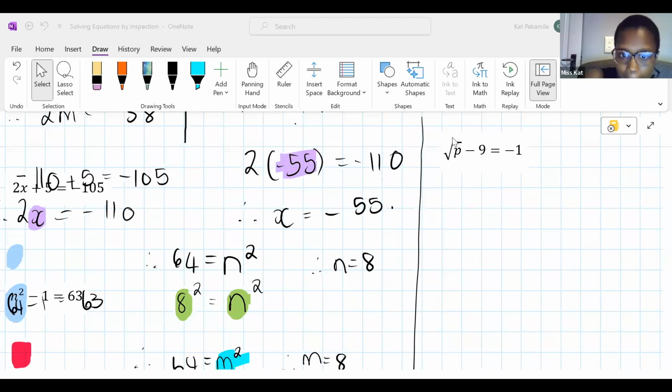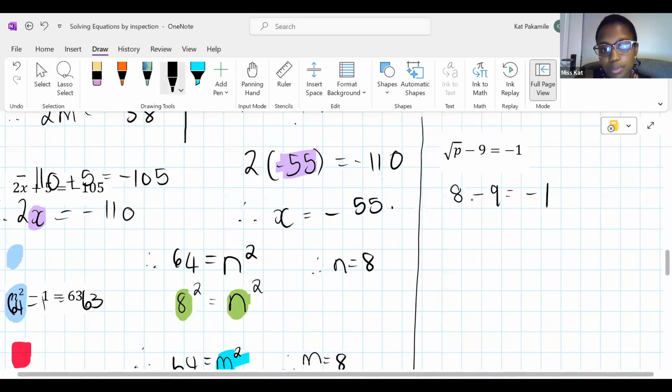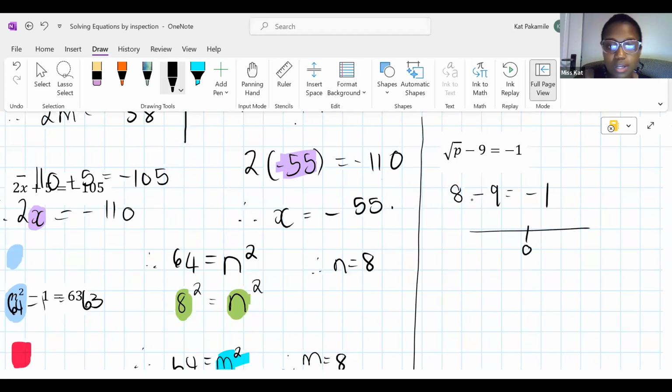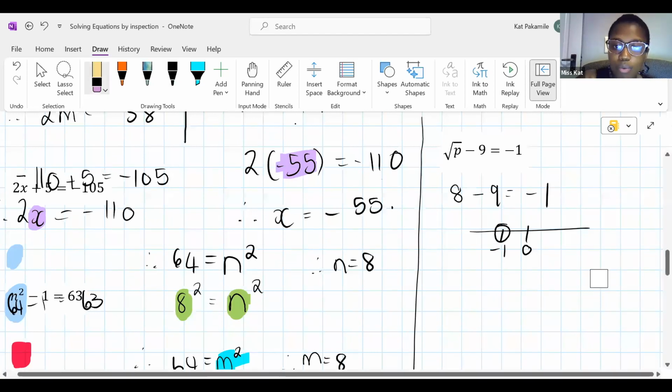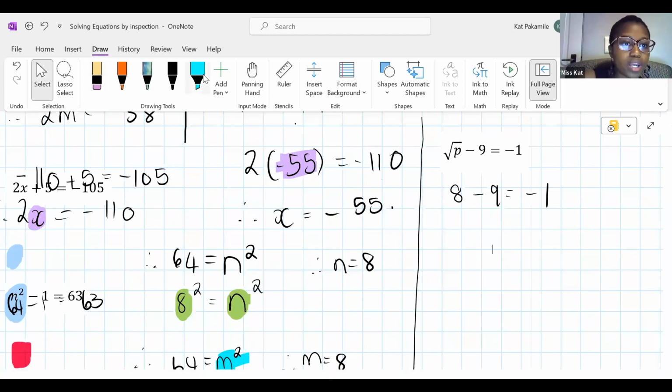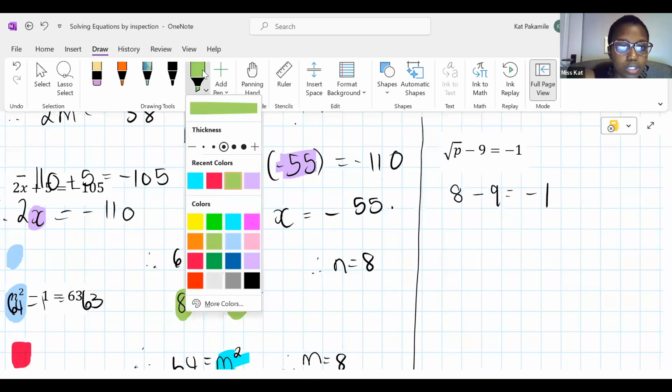It is 8. Okay? Because remember, if you say 8 minus 9, you get to negative 1. Because if you minus 8 from 8, you get to 0, and then there's an extra 1, and you get to minus 1. So that will be 8. So therefore what? If 8 minus 9 equals negative 1, therefore 8 is equal to what?